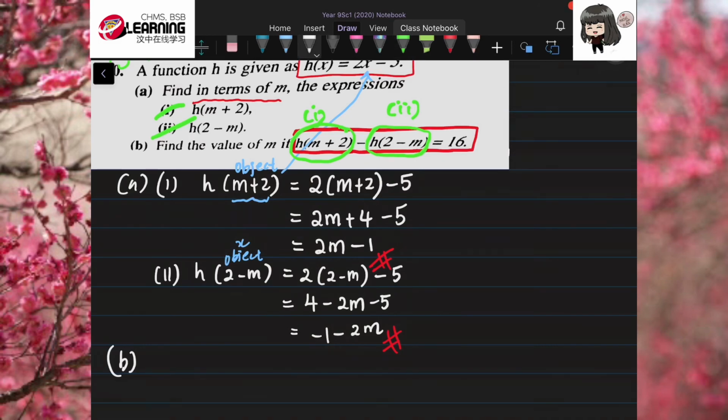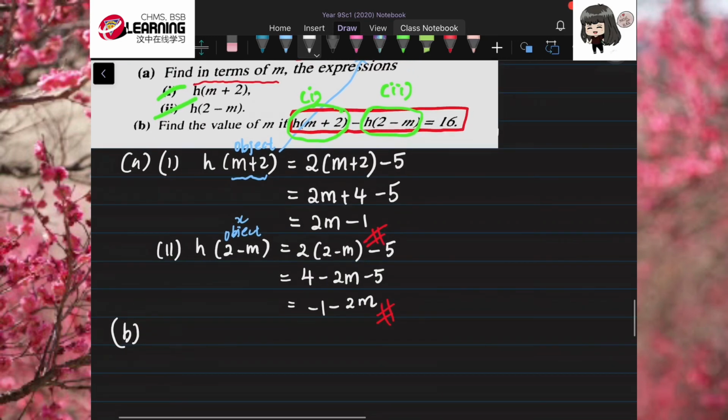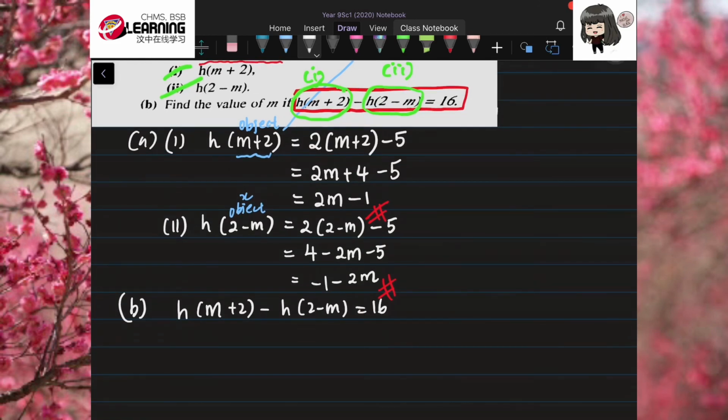So your first part, h of m plus 2, you already get the answer, which is 2m minus 1. I will write down the equation first. h of m plus 2 minus h of 2 minus m is equal to 16. And h of m plus 2 here is equal to 2m minus 1, right? From your first part. Minus h of 2 minus m, which is your second part, don't forget your bracket because it's a negative in front, so it will affect your final answer. Negative 1 minus 2m.